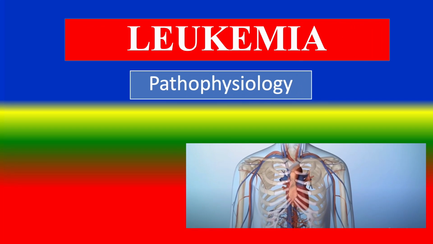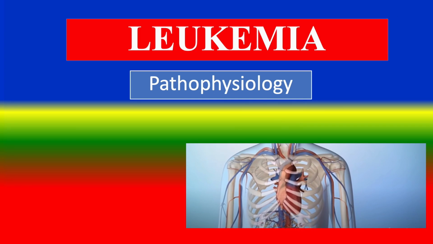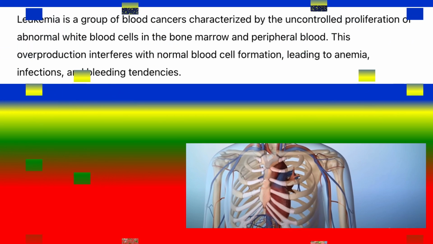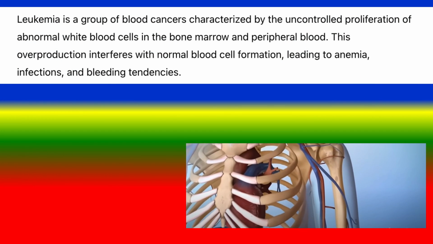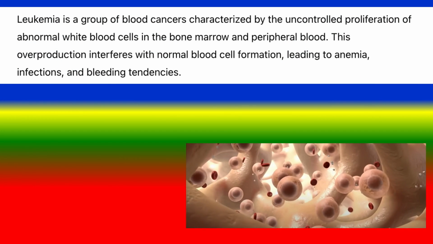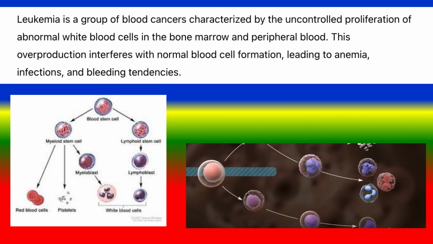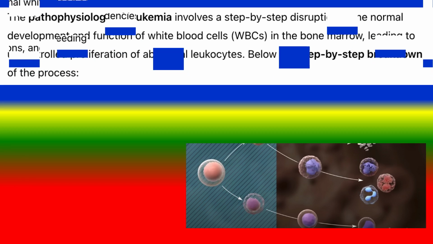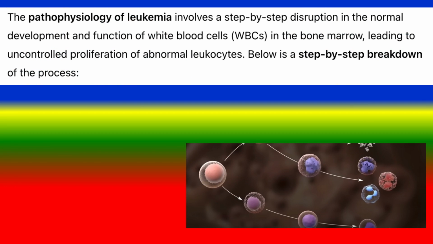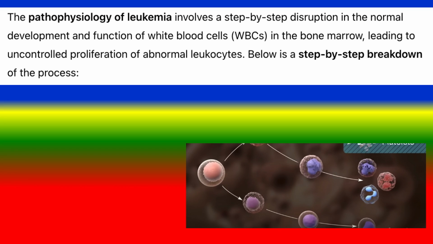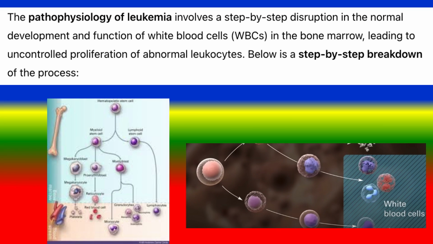Leukemia is a group of blood cancers characterized by the uncontrolled proliferation of abnormal white blood cells in the bone marrow and peripheral blood. This overproduction interferes with normal blood cell formation, leading to anemia, infections, and bleeding tendencies. The pathophysiology of leukemia involves a step-by-step disruption in the normal development and function of white blood cells, WBCs, in the bone marrow, leading to uncontrolled proliferation.